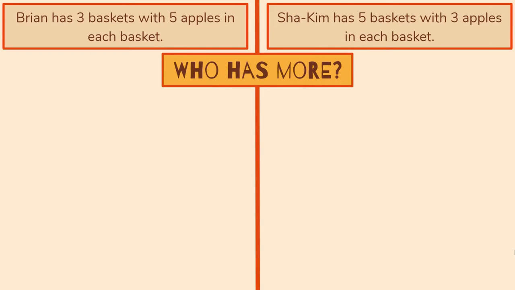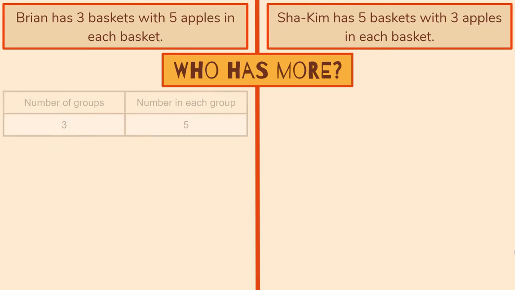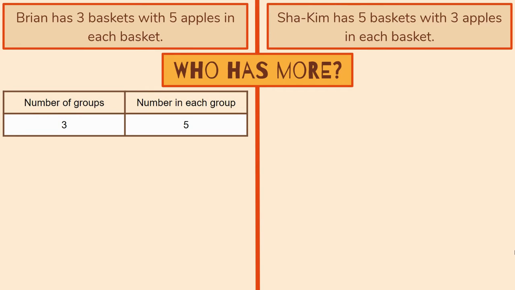So we're looking at this problem. Brian has 3 baskets with 5 apples in each basket, and Shakim has 5 baskets with 3 apples in each basket. Who has more apples? Let's look at Brian first. Brian has 3 groups and 5 in each group. So he has 3 baskets and 5 apples in each basket.